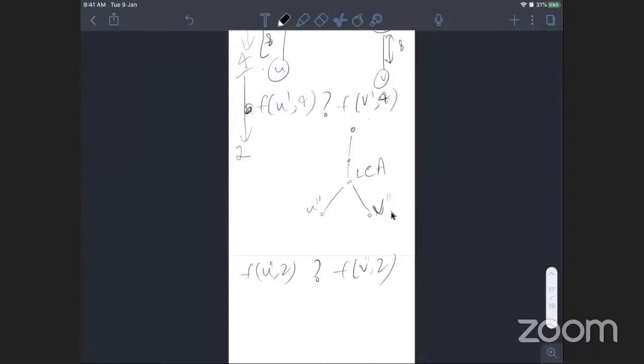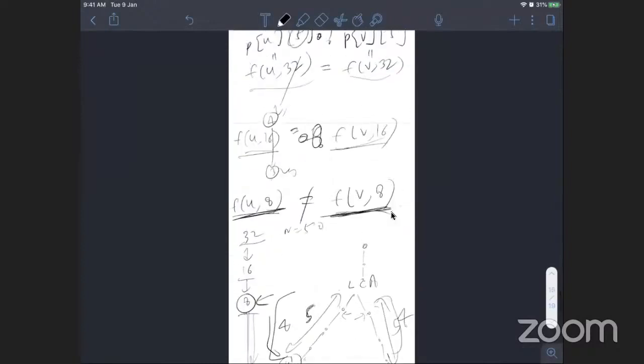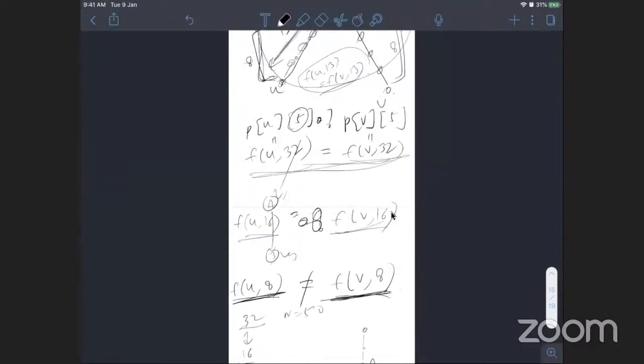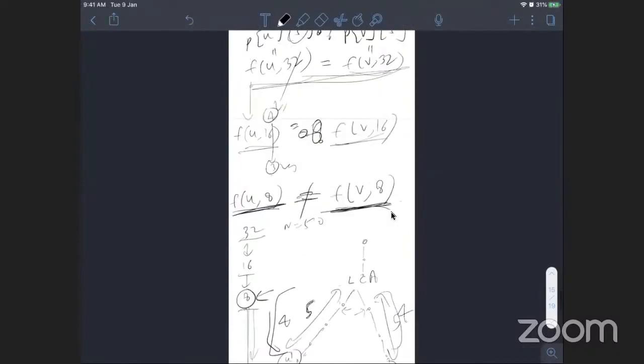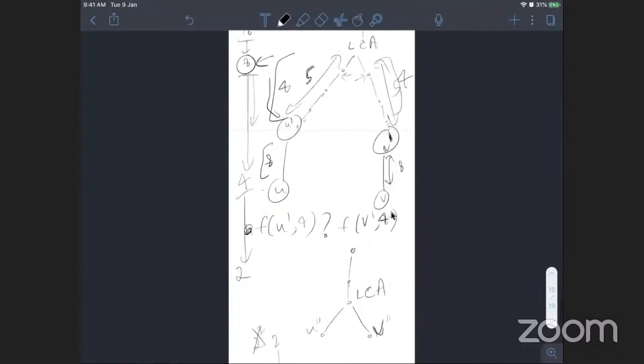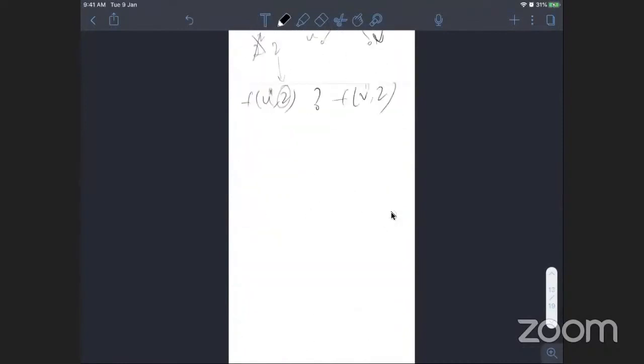2 to the power 2 is 4 steps, but f of u, 2 is just 2 steps. This 2 is not referring to 2 to the power 2, it's just the value 2. Yes, they are the same, right? So you won't jump, because that's what we were doing here also. When the values were equal, we just decreased the power of 2 but didn't actually jump. When we mismatched, then we jumped. Here we mismatched, here also we mismatched, but here we are equal.